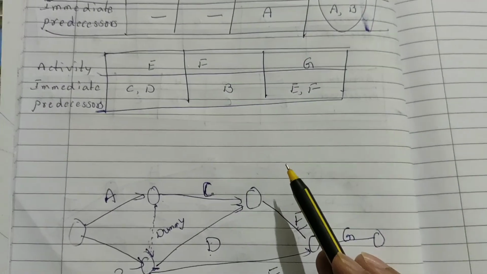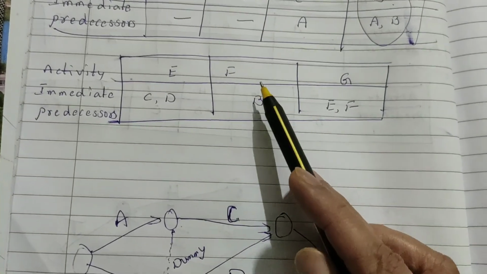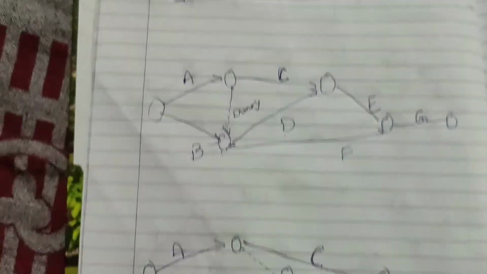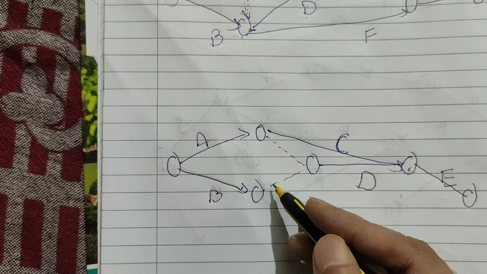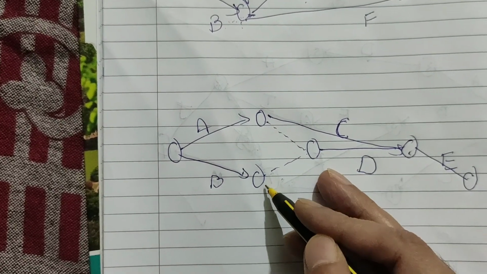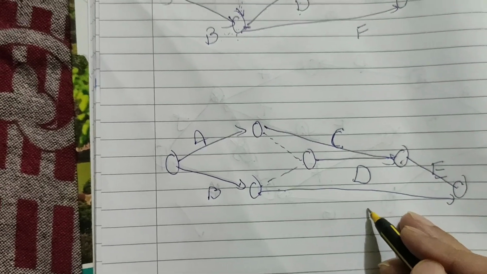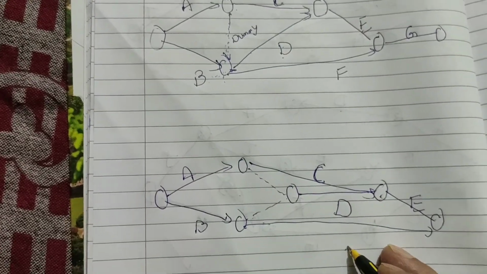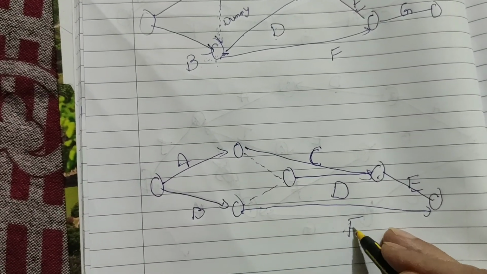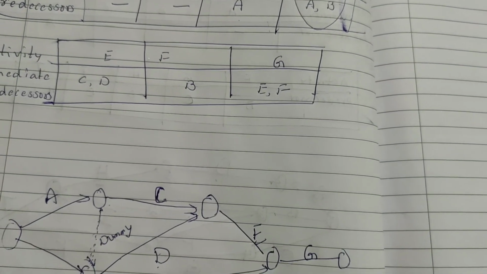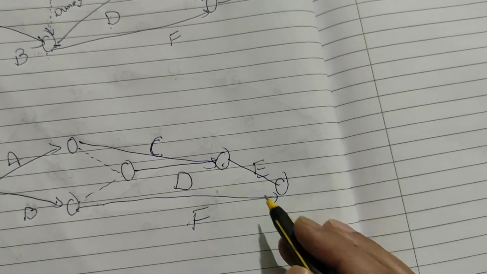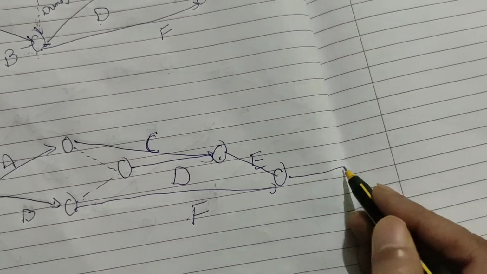Next, whenever I start activity F, I complete my activity B. So I will introduce B here, and complete activity F here. So, last and final, E and F are less than G.